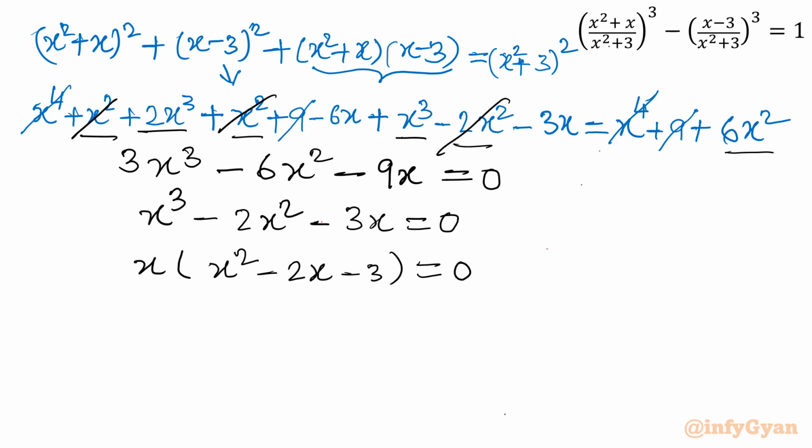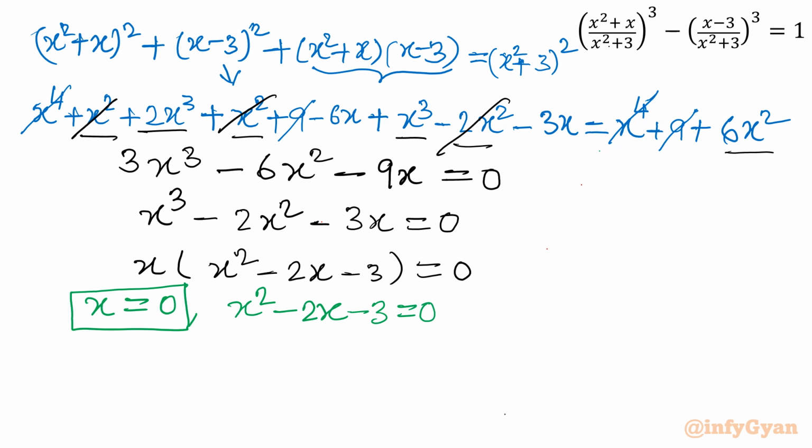The solution will be either x is 0 or this quadratic is 0. So x square minus 2x minus 3 is equal to 0. So x is equal to 0 is one solution. Now apply the quadratic formula, Sridharacharya, for this quadratic.